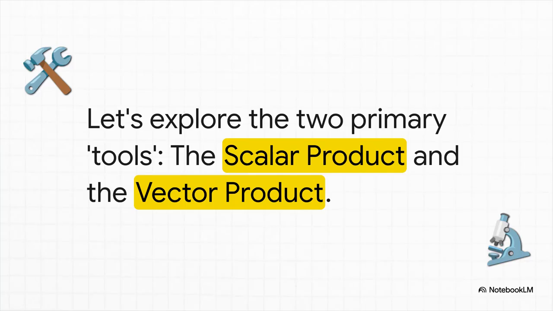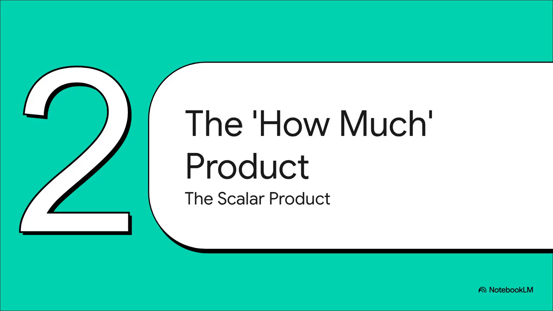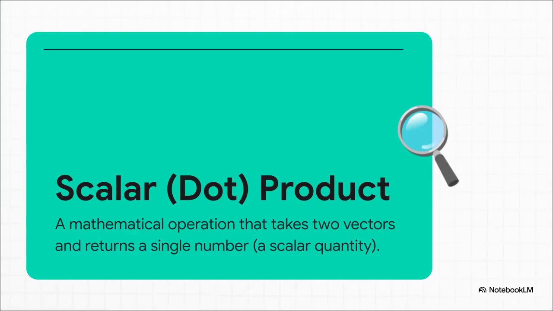Okay, so the 2 big players on the field are the scalar product, which you might have heard of as the dot product, and the vector product, also known as the cross product. Let's break them down, one by one. First up, we've got the scalar product. I love calling this one the "how much" product because that's exactly the question it's built to answer. The official definition says you take 2 vectors, you do a little bit of math, and what it spits out is just a single number. Not another arrow, not a new direction, just a plain old number, or what we call a scalar.